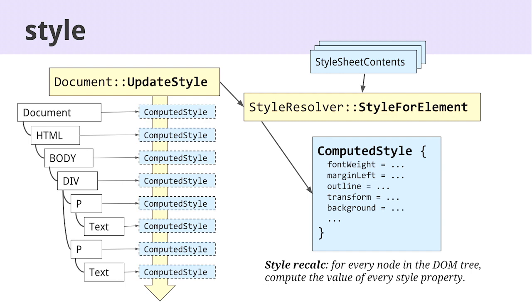The second thing we have to do is figure out how those styles apply to our DOM elements. And this is called style resolution or style recalc. In this stage, we take all the parsed style rules from the active style sheets in the document, including a set of default styles supplied by the browser, and compute the final value of every style property for every DOM element. And these are stored in an object called computed style, which is just a giant map of style properties to values. So the computed style hangs off the element and says, this element is red and italicized and has a 2-inch margin or whatever. And this is the output of the style engine.